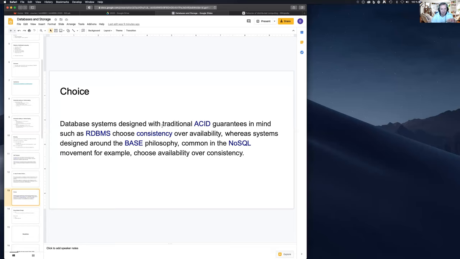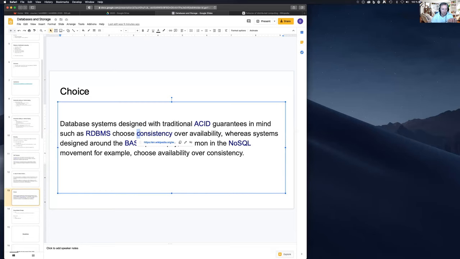And this is because consistency, from the ACID properties, means that your transactions either fail or commit fully; you don't end up with inconsistent data, right? So the traditional database systems, because of the traditional ACID guarantees, choose consistency over availability when it comes to the distributed version.